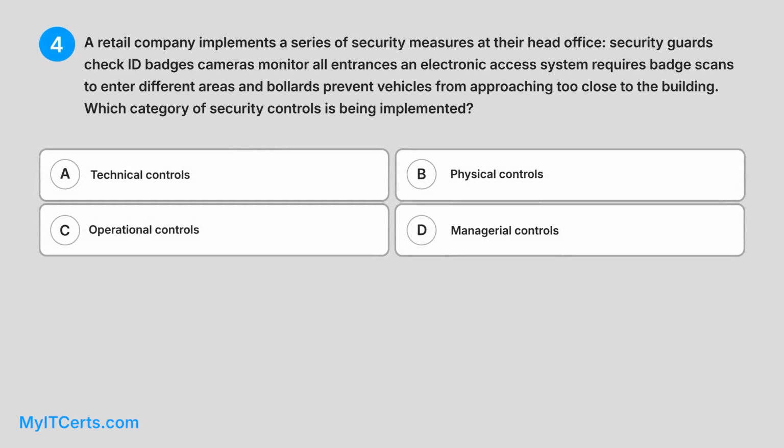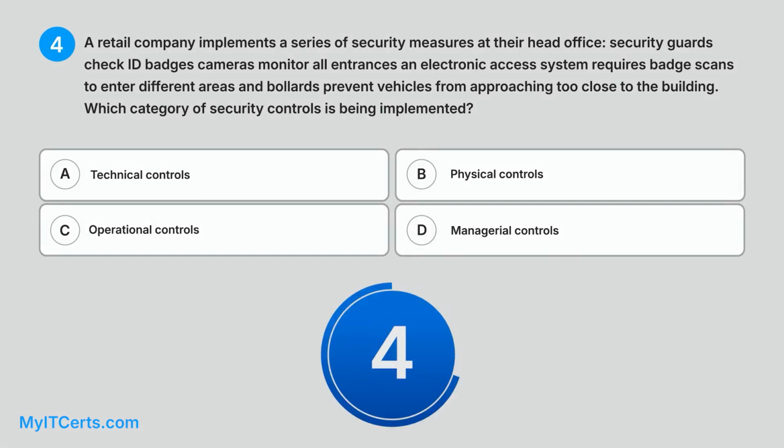4. A retail company implements a series of security measures at their head office. Security guards check ID badges, cameras monitor all entrances, an electronic access system requires badge scans to enter different areas, and bollards prevent vehicles from approaching too close to the building. Which category of security controls is being implemented? A. Technical controls. B. Physical controls. C. Operational controls. D. Managerial controls. What do you think is the answer?